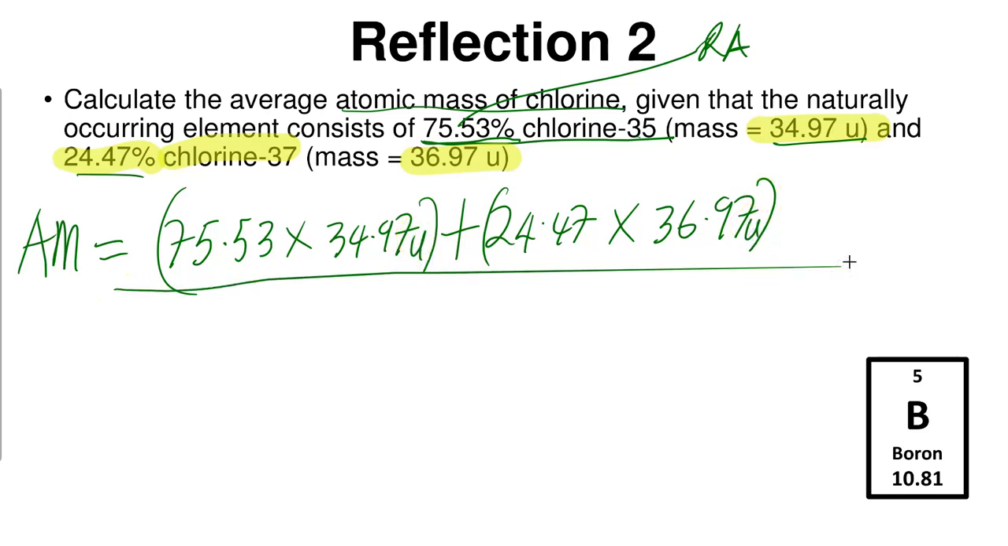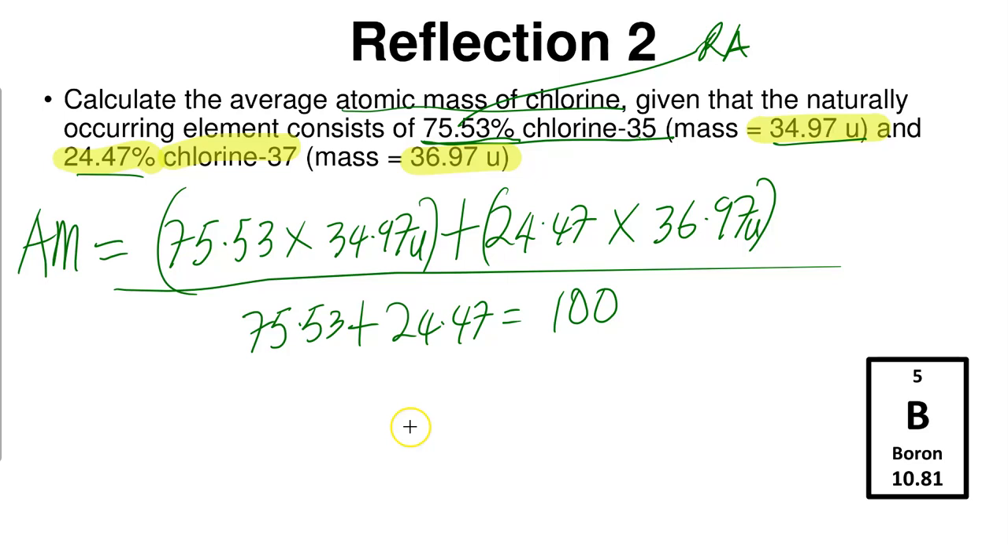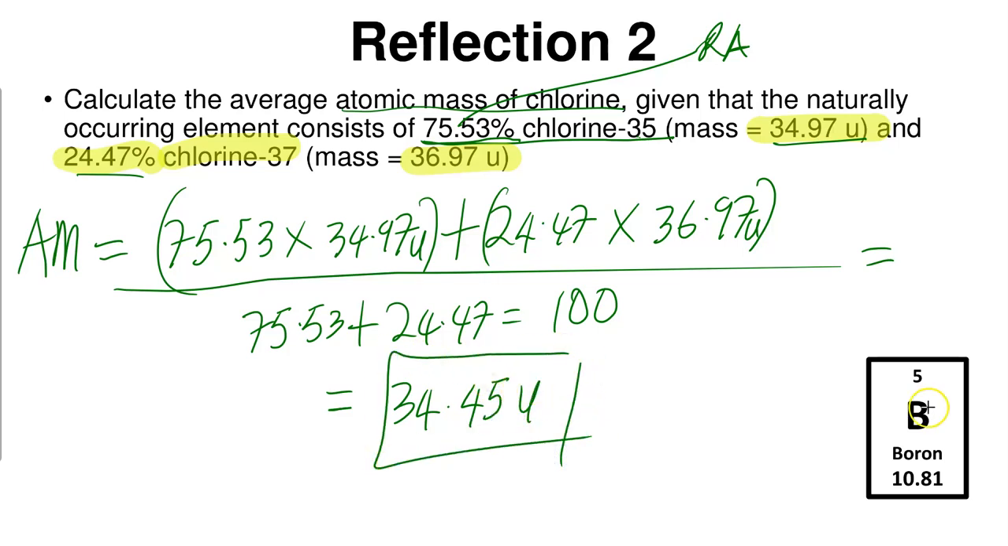And then you divide. Remember now, you're going to add these numbers together, 75.53 plus 24.47. If you add them together, it's going to give you about 100%. And when you do your math correctly, this will come out to be 35.45 U. And when you compare this to what you have in the periodic table, you see I switched both of them. I didn't actually look at that until I started recording this video. So when you do that math for yourself, or when you look at the periodic table, this is what you're going to have.